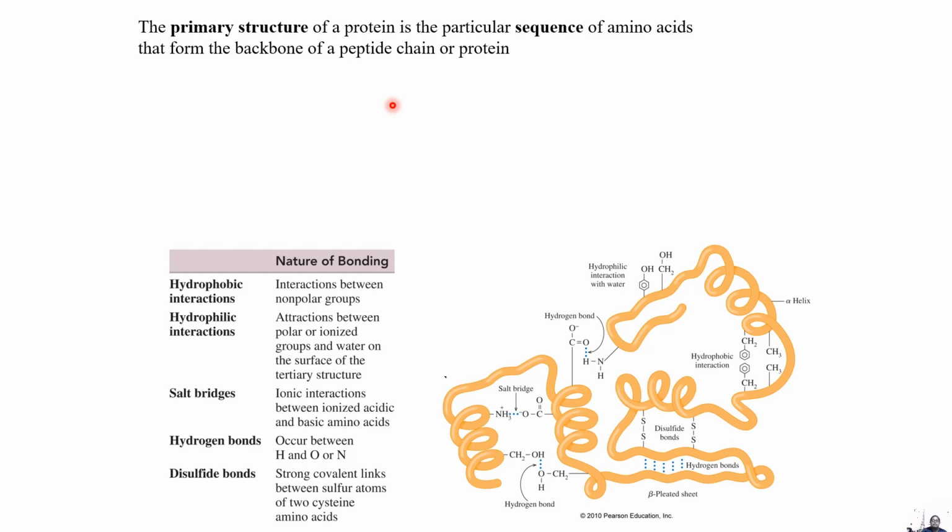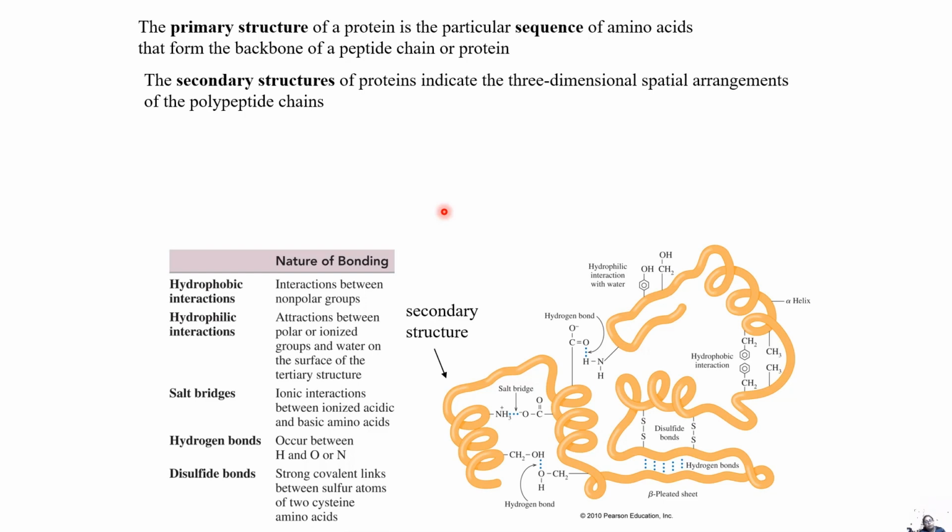The primary structure of a protein is the particular sequence of amino acids that form the backbone of the peptide chain of the protein. Obviously, the primary structure will always be the sequence of the amino acids that form the backbone of the peptide chain. The nature of bonding can be based on hydrophobic interactions between the nonpolar groups, or hydrophilic interactions between the polar ionized groups and water on the surface of the tertiary structure. They can be involved in salt bridges, ionic interactions between ionized acidic and basic amino acids. They can occur between hydrogen, oxygen, and nitrogen, and there are disulfide bonds, strong covalent links between sulfur atoms of two cysteine amino acids.